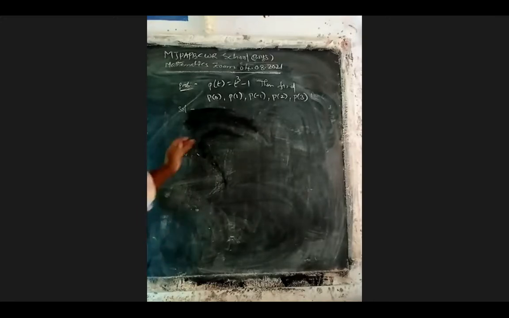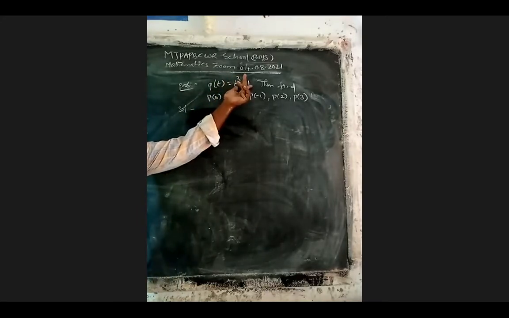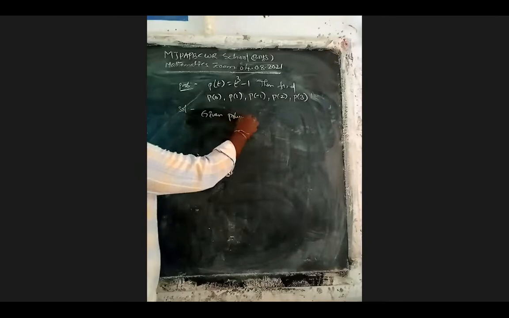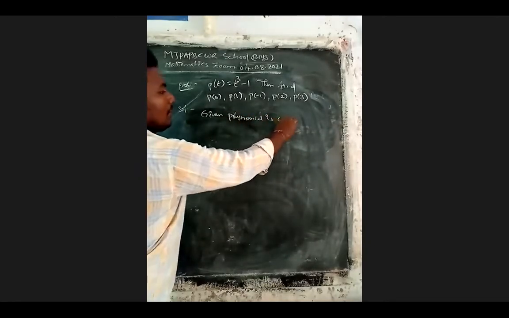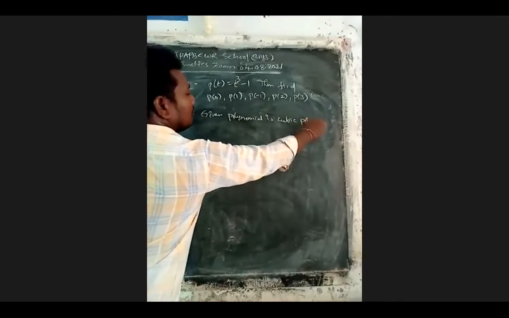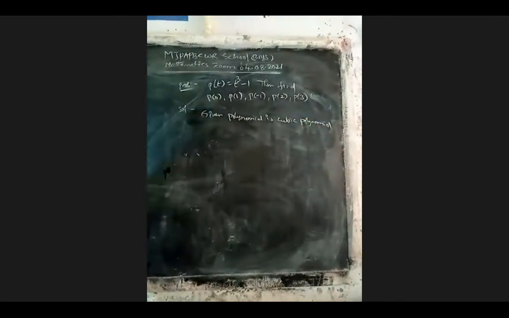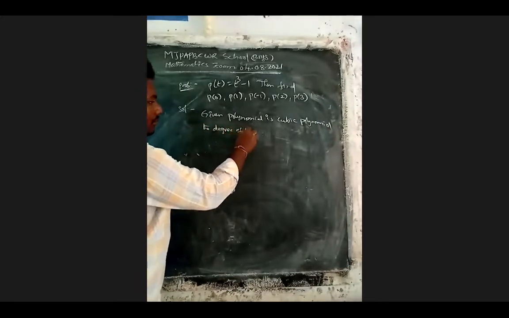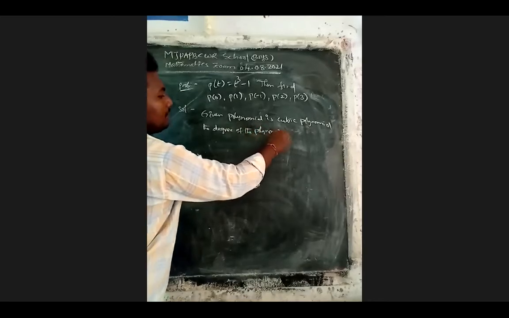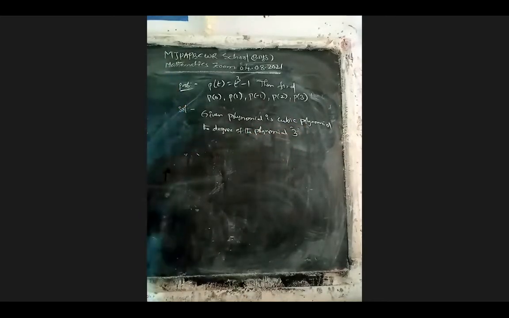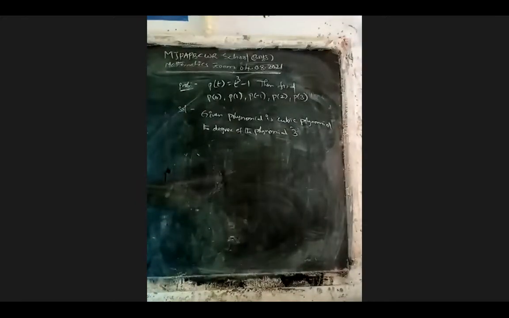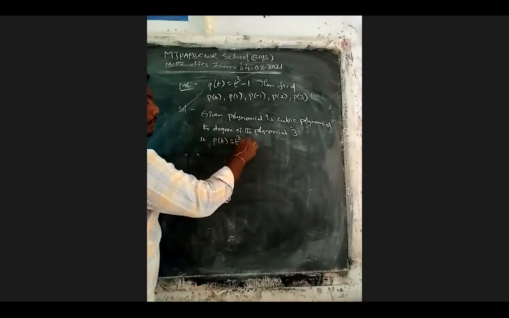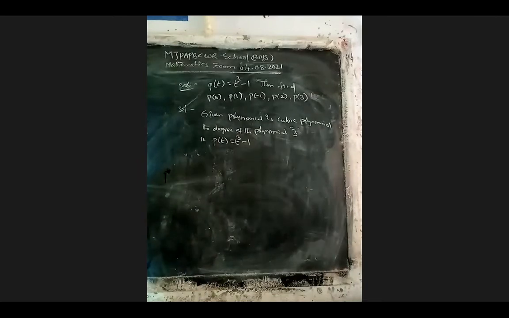The given polynomial is a cubic polynomial because the degree of the polynomial is 3. What is the degree of the polynomial? 3. That is, P of t equals t cube minus 1.